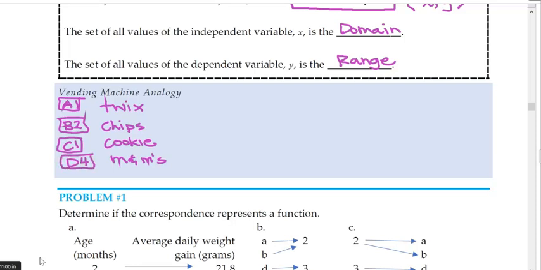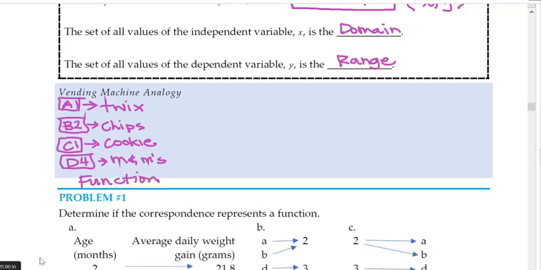We can see that when we click on A1, out comes a Twix. If we click B2, out comes chips. C1, we get a cookie, and D4, we get M&Ms. All right? This is a function because when we press that button, we know exactly what we're going to get. Notice how the first values here are all unique. That is helping us understand that it is a function. So I'm going to put that underneath here.